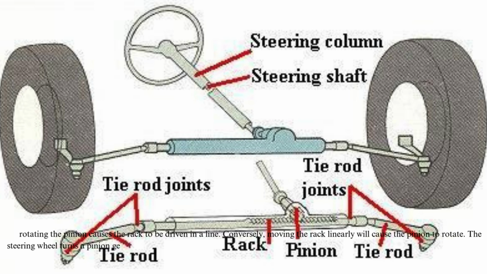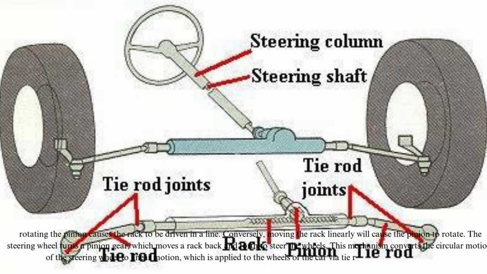The steering wheel turns a pinion gear, which moves a rack back and forth to steer the wheels. This mechanism converts the circular motion of the steering wheel to linear motion, which is applied to the wheels of the car via tie rods and a steering knuckle.